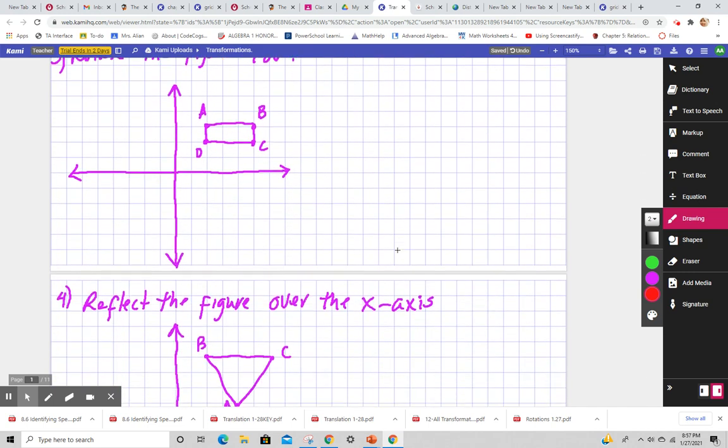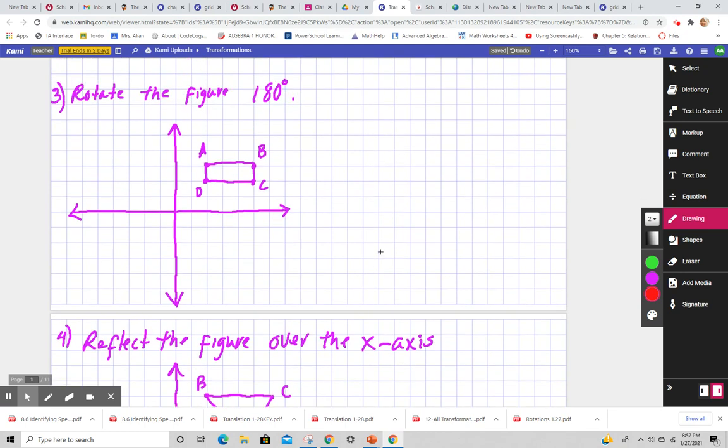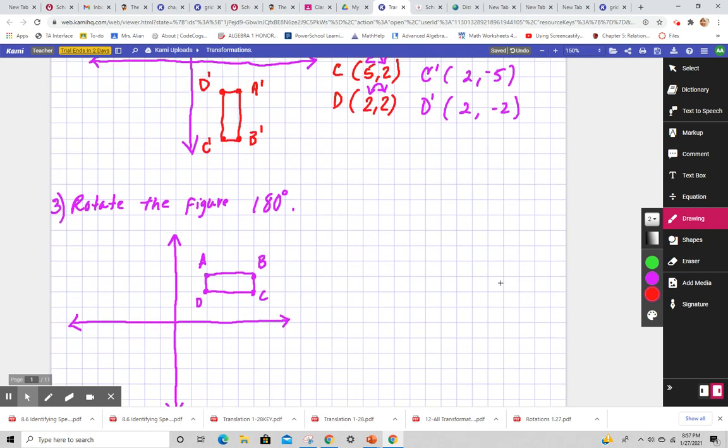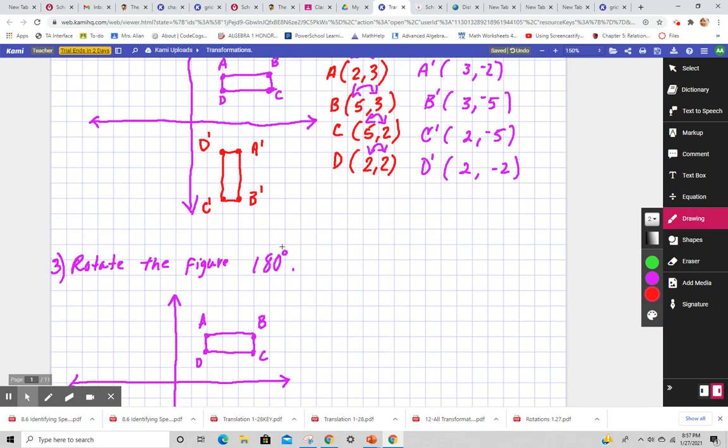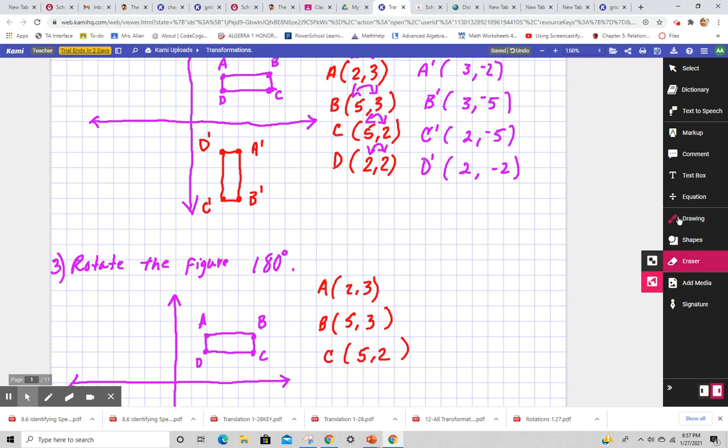Okay, rotate the figure 180 degrees. Well, the rule here, you just change the sign of both. That's all. So let me copy the points. So A is located at 2, 3. B is located at 5, 3. C is located at 5, 2. And D is located at 2, 2.